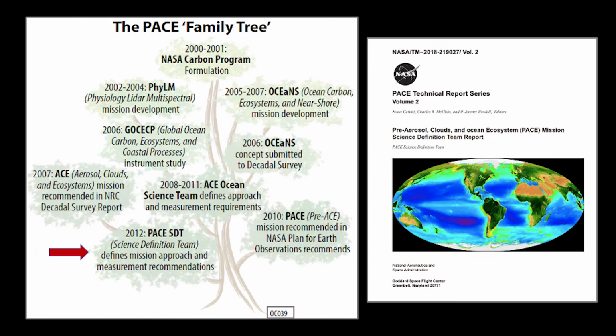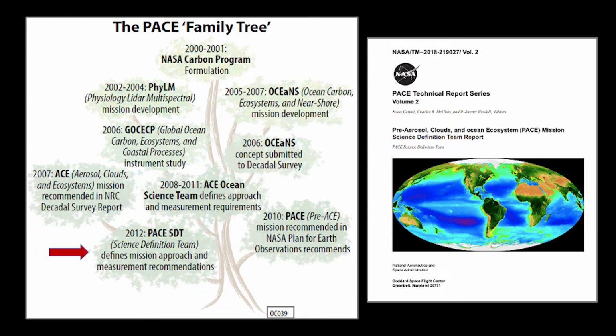What happens next is you form a science definition team. That was in 2012. A lot of us were on it. It comes out with a 300-page document that effectively describes what the science of a mission like pre-ACE would be. What a science definition team typically does is come up with a series of science questions. They're usually grouped into threshold versus goal or advanced, but these science questions are what define what the mission and the observatory are going to look like.